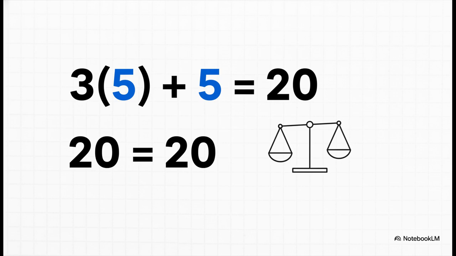So 3 times 5 gives us 15. We add 5 to that 15 and we get 20. 20 equals 20. The equation balances perfectly. This proves, without a doubt, that our solution makes complete mathematical and logical sense in the context of the problem.